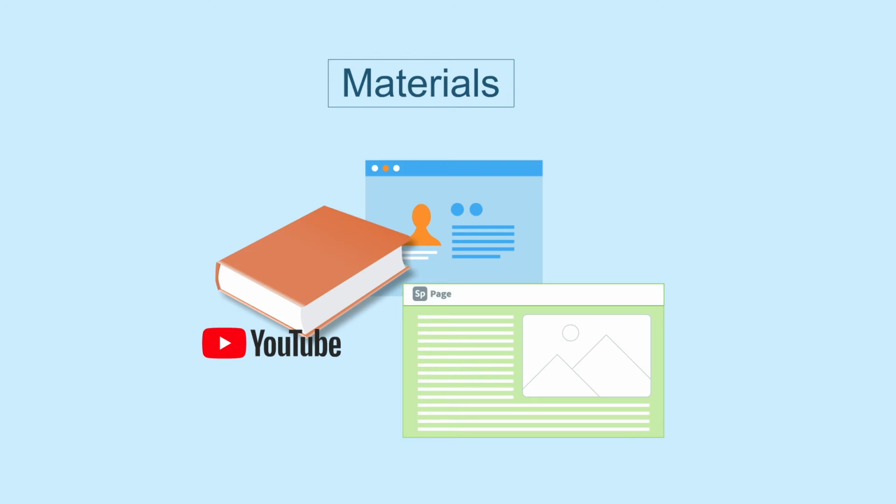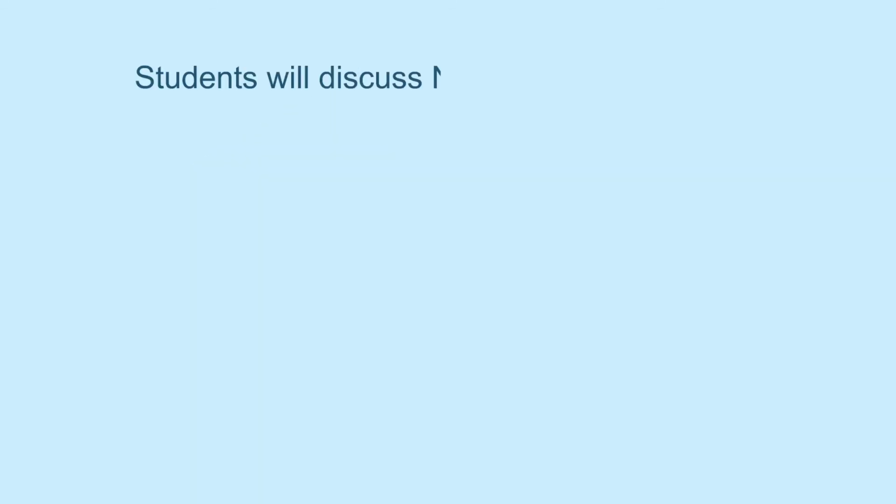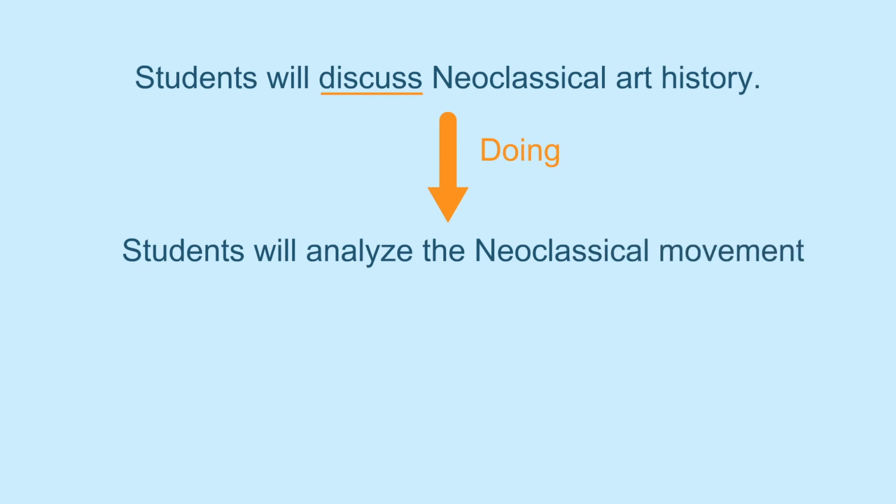One thing to be mindful of is that you're careful to avoid writing objectives that are actually activities. We often see objectives such as students will discuss neoclassical art history, where the activity, discuss, is built into the objective. If we think about what students will be doing rather than how or with what tool, then we can edit the objective to say, students will analyze the neoclassical movement as a response to Rococo, which is more specific.